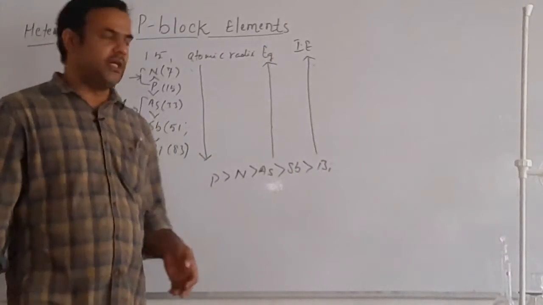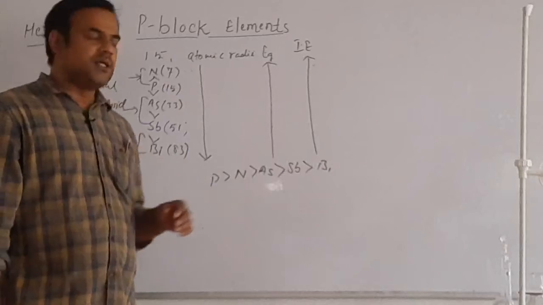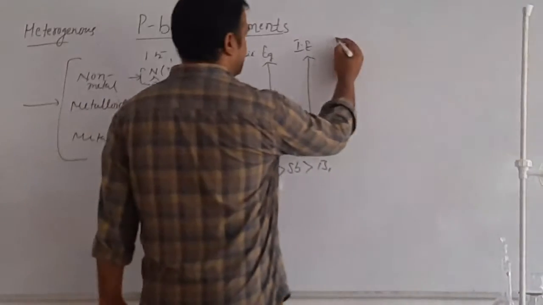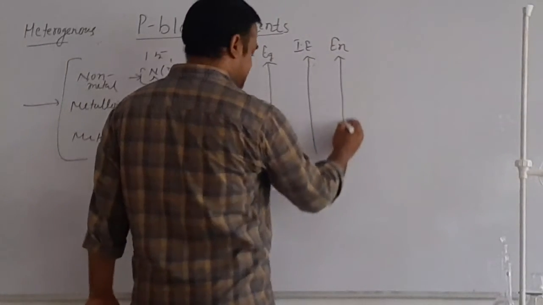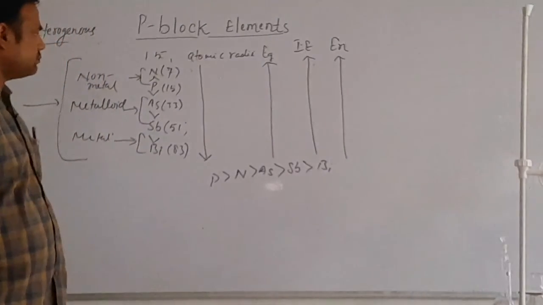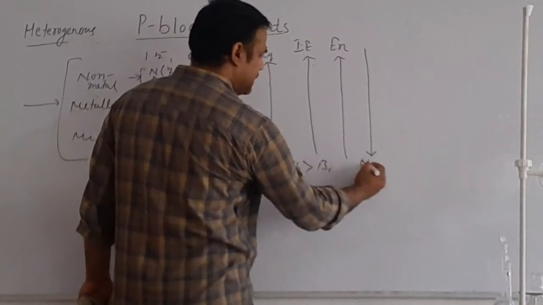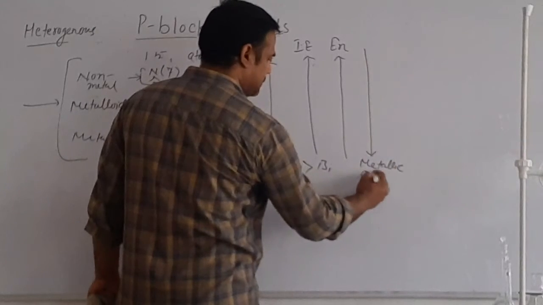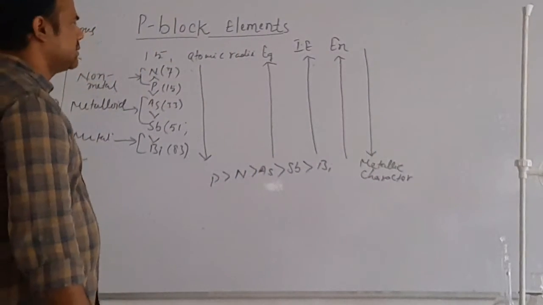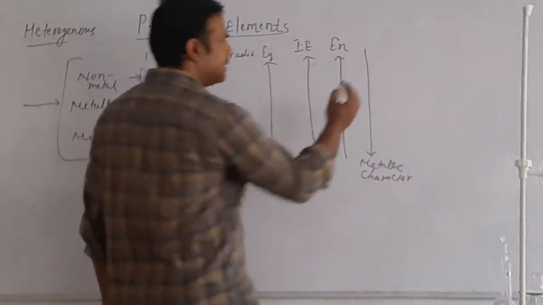Next we come to electronegativity. Already you have studied in lower classes that it is the tendency to pull the shared pair of electrons, and the lower the size, the higher will be electronegativity. So the trend of electronegativity is upside, that is, when we move up the group, electronegativity increases. As far as metallic character is concerned, when we move down the group, metallic character increases. When we go up the group, non-metallic character increases.